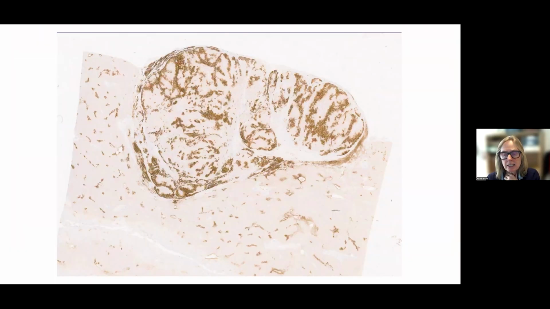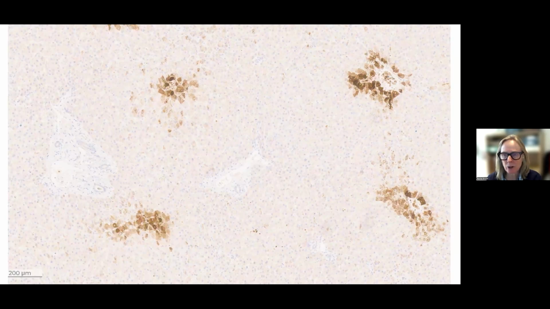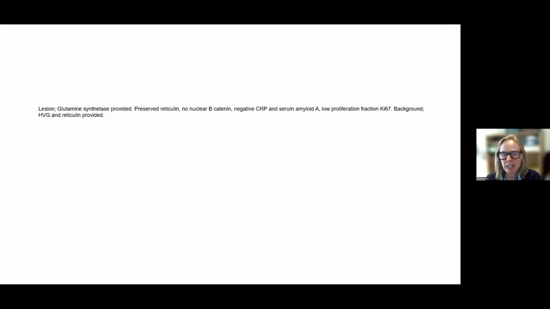So with glutamine synthetase, FNH has this characteristic pattern. There's activation of the beta-catenin pathway, but not a mutation. As I said at the beginning, these are lesions that are not regarded as being neoplastic in nature. So this is an example of focal nodular hyperplasia. I've given the game away slightly early there, but hopefully you were able to reach that conclusion.